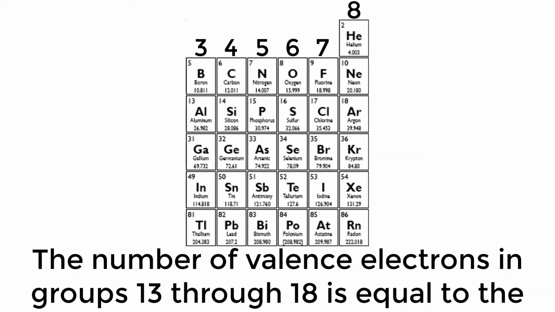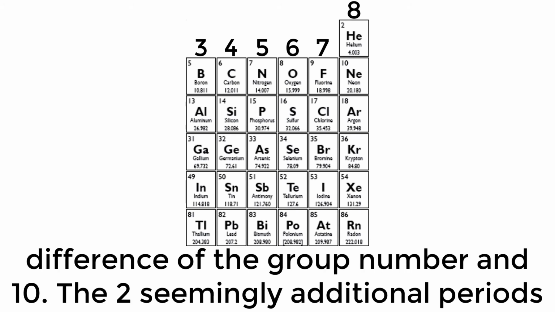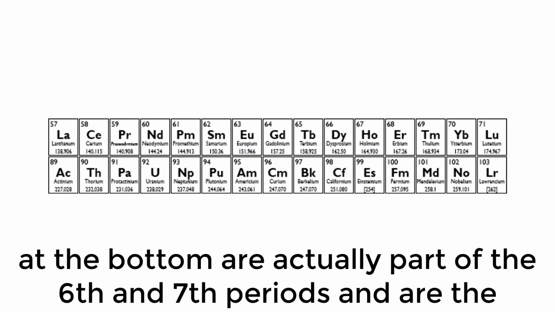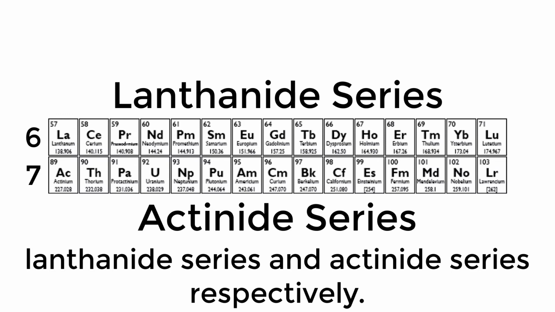The number of valence electrons in groups 13 through 18 is equal to the difference of the group number and 10. The 2 seemingly additional periods at the bottom are actually part of the 6th and 7th periods, and are the lanthanide series and the actinide series respectively.